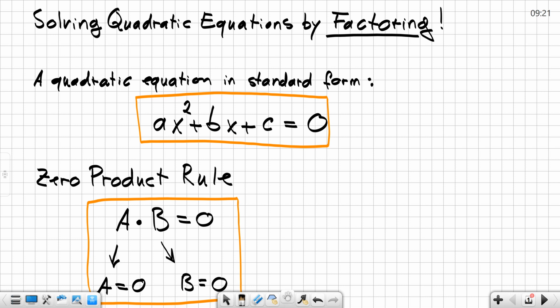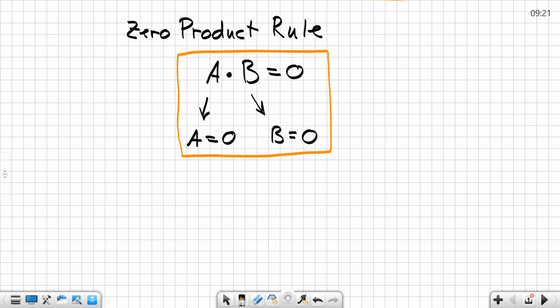Now, the reason why factoring is so amazing is because we have what we call the zero product rule, or zero product principle, which says that if I have two factors, some a multiplied by some b, and the result is 0, then it has to be so that either the first one is equal to 0 or the second one is equal to 0. If you're thinking about numbers, then this becomes very clear.